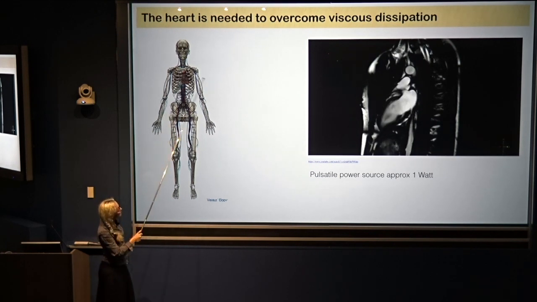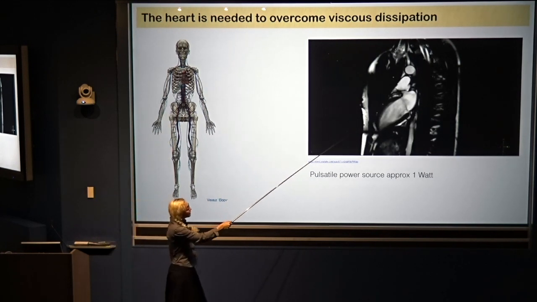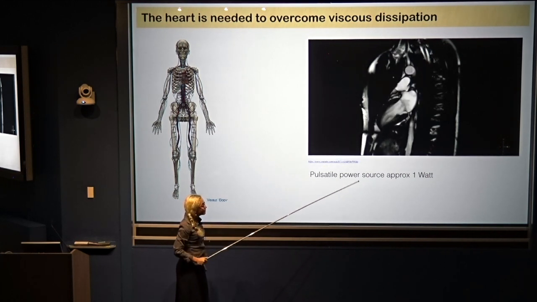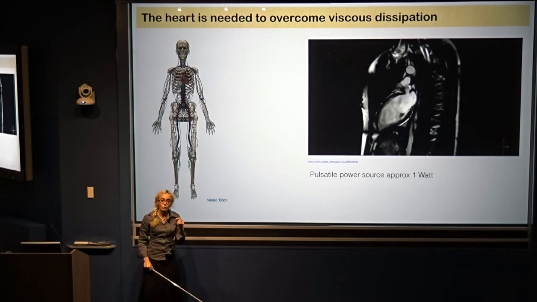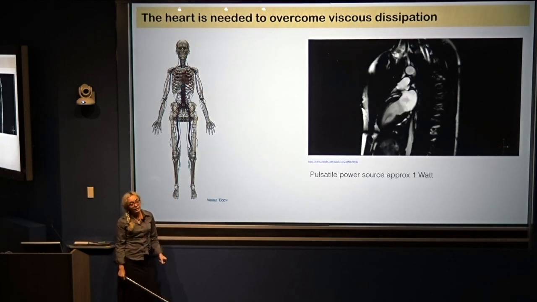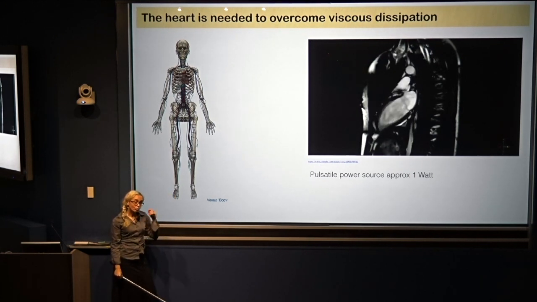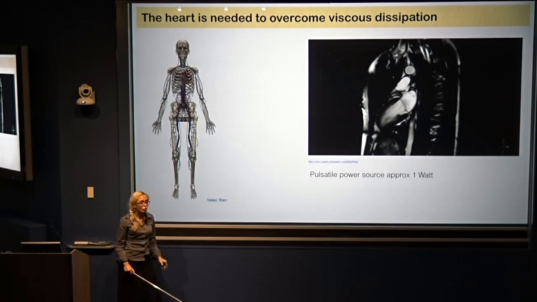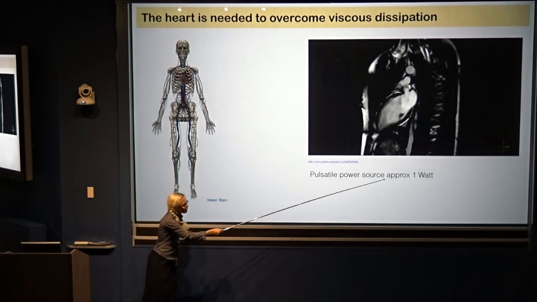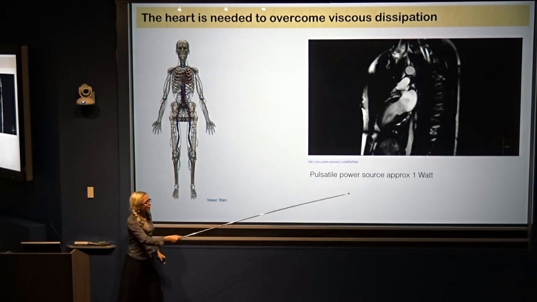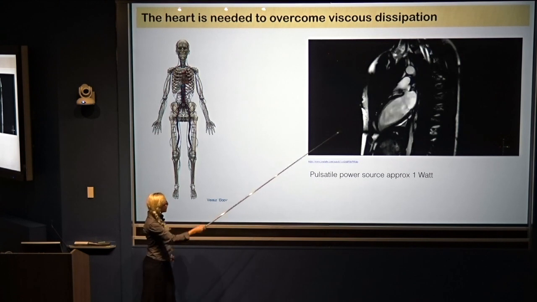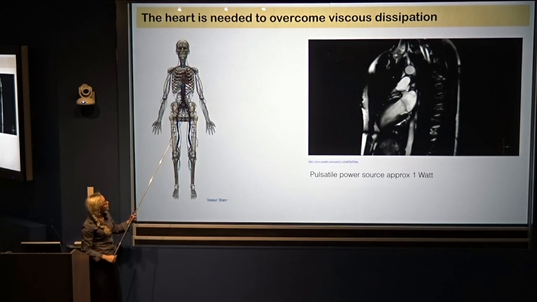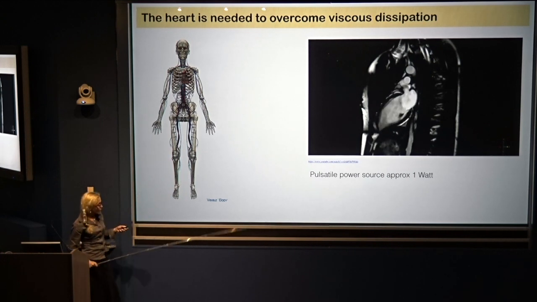So this is what you see here. This is basically a human heart beating. So our flow is viscous. And in order for us to have continuous flow, we need a power source. And the heart basically is a pulsatile power source, approximately 1 watt, maybe 2, but ballpark, right? And you see it here. And that pump pushes the flow around the whole body.